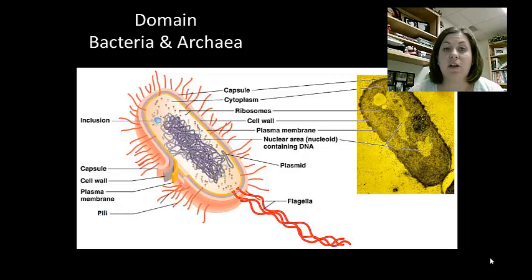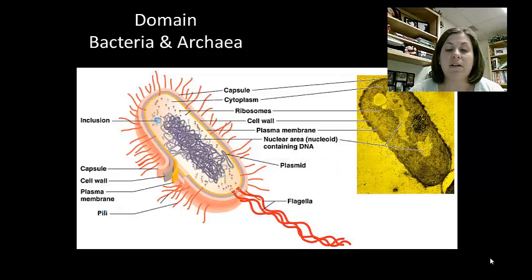Since bacteria do not have a nucleus, the general location of their one circular chromosome, which is what carries their genetic information, is called the nucleoid. The fluid inside of the cell is called the cytoplasm, and in the cytoplasm you will find ribosomes. Ribosomes are going to make proteins. And also in the cytoplasm, you'll find smaller circular DNA structures called plasmids.